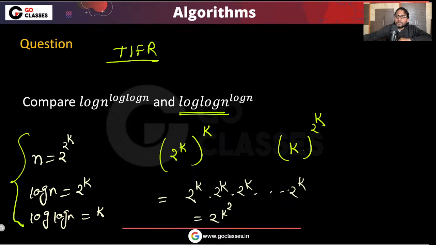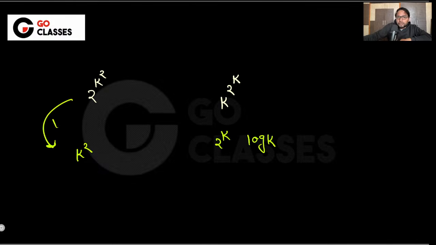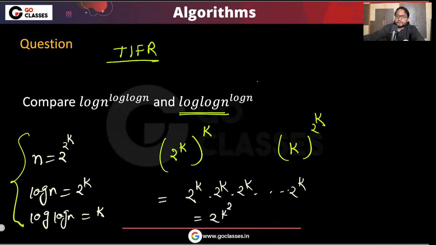So this is 2 power k square and the other is k power 2 power k. Basically I want to compare 2 power k square and k power 2 power k. Maybe we can take the log now. It will be k square and 2 power k log k. So after taking the log, this is greater, and definitely before taking the log also this is greater. So this term is greater. Understood?